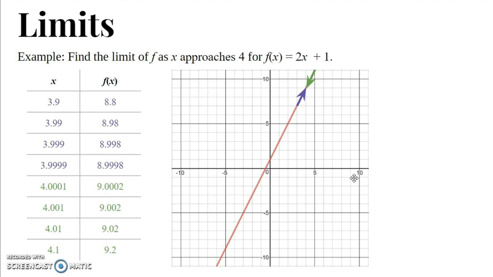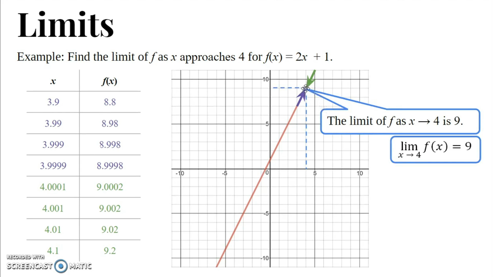And if we start from the right and move close to x equals 4, the y value will be really close to 9, as we can see in the chart. As it gets closer and closer to 4, the y value is getting closer and closer to 9. Therefore, the limit of f as x approaches 4 is 9, and this is how we notate it: the limit of f as x approaches 4 is 9.